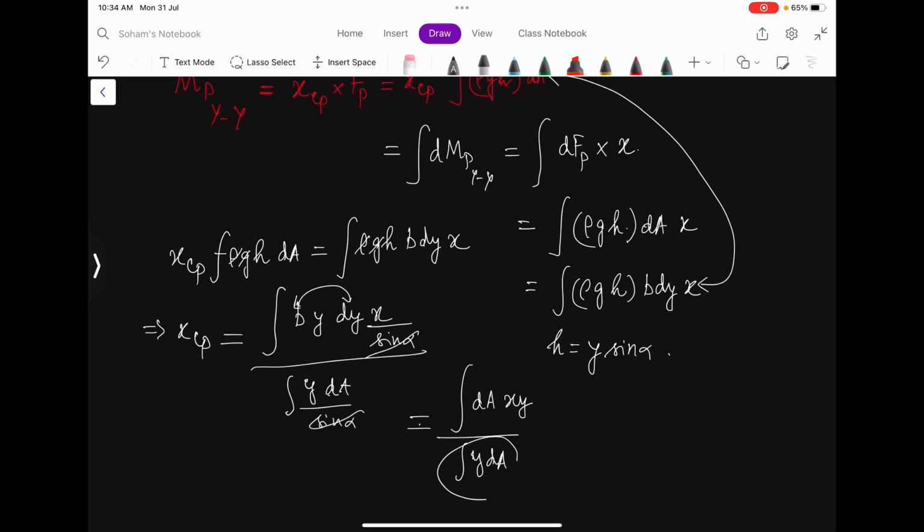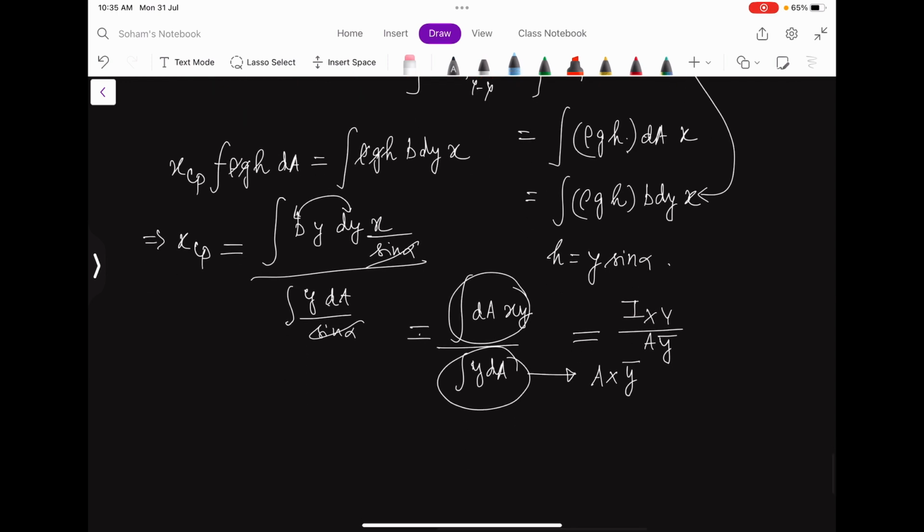Again I know that y dA means A into y bar. I have spoken about this concept multiple times. And this thing is known as the product moment of inertia Ixy. So this is coming as this. Then xcp is equal to Ixy by A y bar.